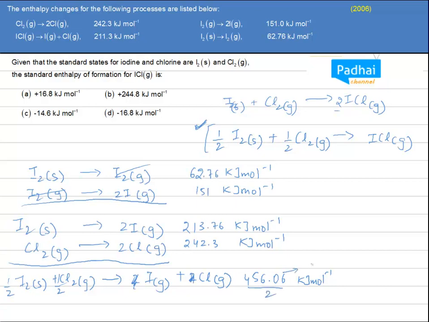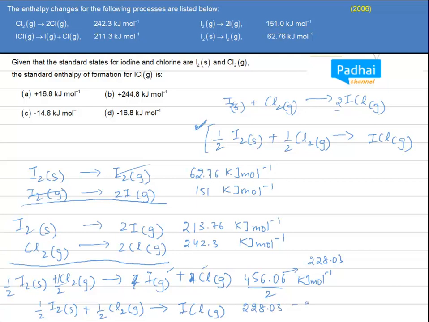So this will be approximately 228.03 kilojoule per mole, right? Now I need to eliminate these two also, because I need ICl over here. So I'll subtract this equation from this. What equation will I get? Half I2 solid plus half Cl2 gas. Since I'm subtracting, these two will cancel out, so I'll get ICl gas.